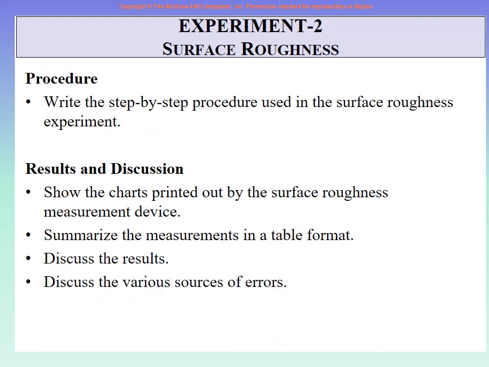In the procedure, of course, again, right, write the step-by-step procedure used in the surface roughness experiment. In results and discussion, show the charts printed out by the surface roughness measurement device, summarize the measurements in a table format, discuss the results and discuss the various sources of errors. Okay, so this you should understand by now that we are requiring the same type of things in each experiment.